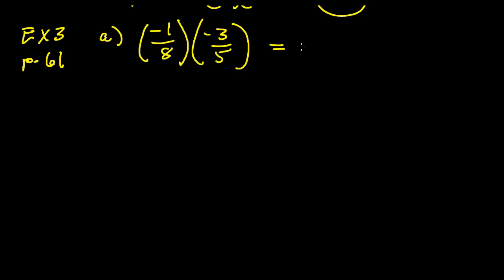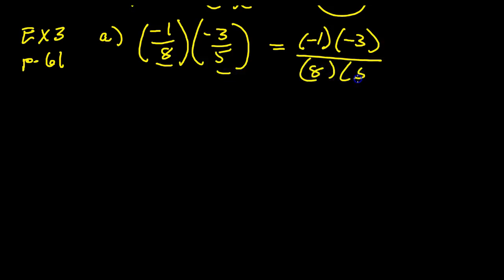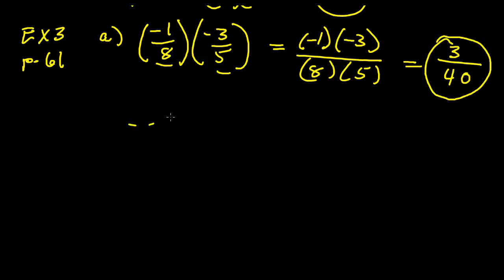A little more formally than we have to, I would write minus 1 times minus 3 on top, downstairs, 8 times 5. And that will return, well, the numerator product gives me a positive 3. Downstairs in the denominator, I get positive 40. So just like I predicted, I've got a positive return, 3 divided by 40. Okay. Let's try part B.